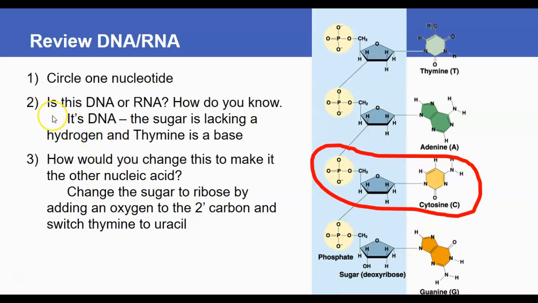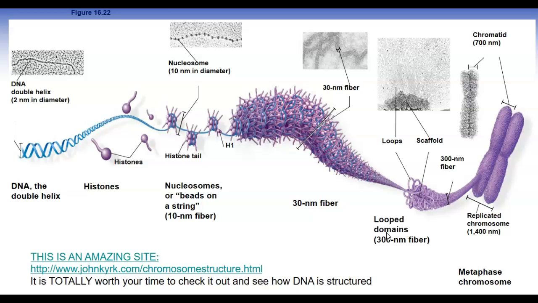In this case, we know that it's DNA because the sugar is deoxyribose and there is a thymine. If I wanted to make RNA, I would need to have uracil and I would need to have it be ribose, adding an oxygen. So that's the structure of DNA and RNA. But now we can think about how they are structured in the cell? And that is into what we call chromosomes.